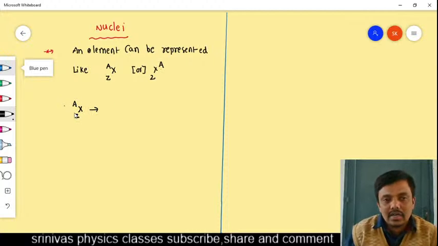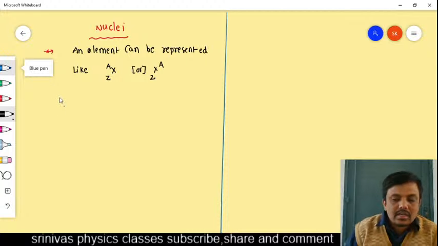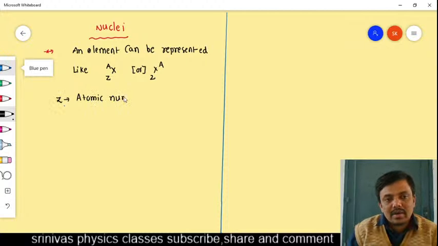This indicates one element. In that, what is Z, what is X, and what is A? What is X in this, we are going to discuss. What is Z in this? Z means atomic number. What is an atomic number? Atomic number means it is the number of protons.